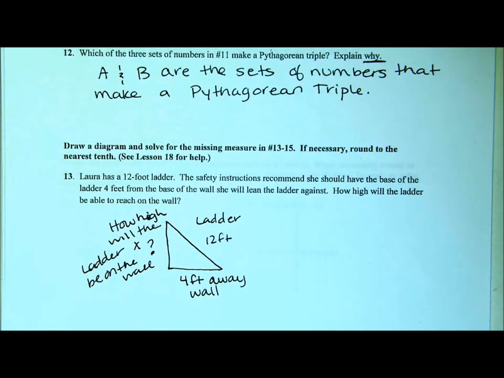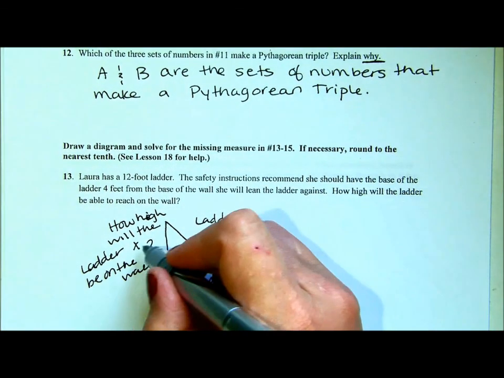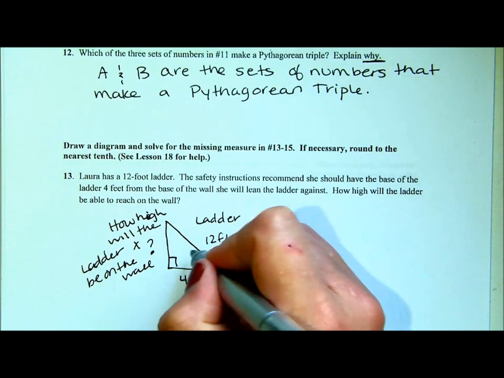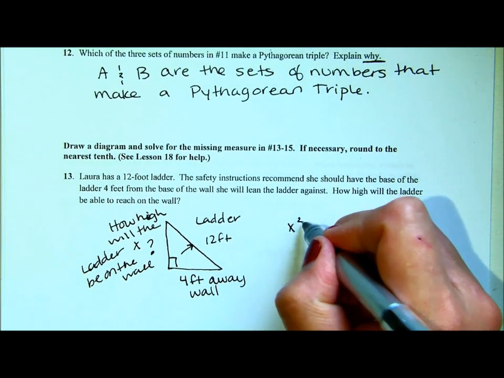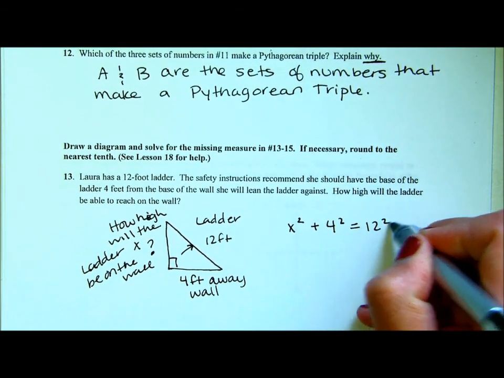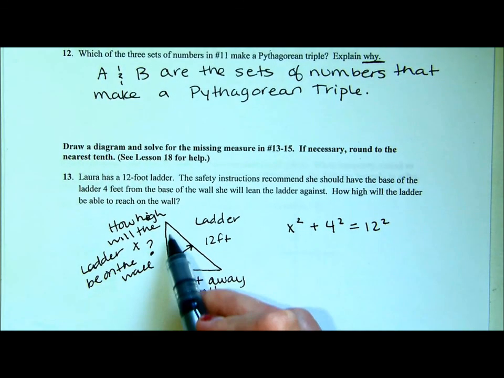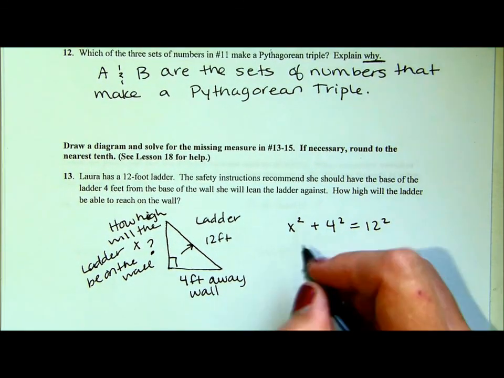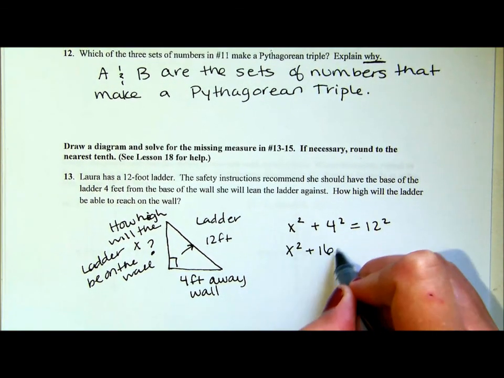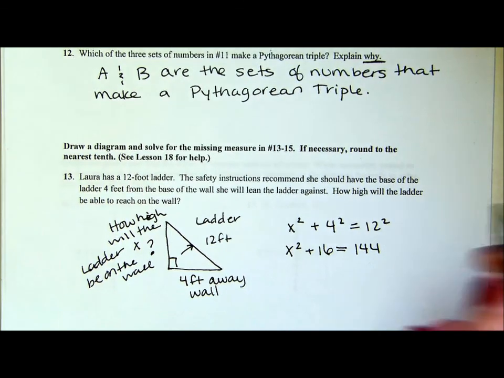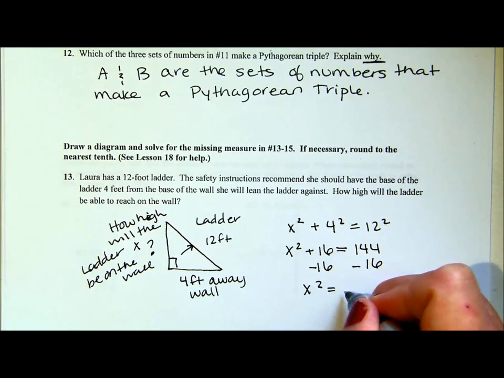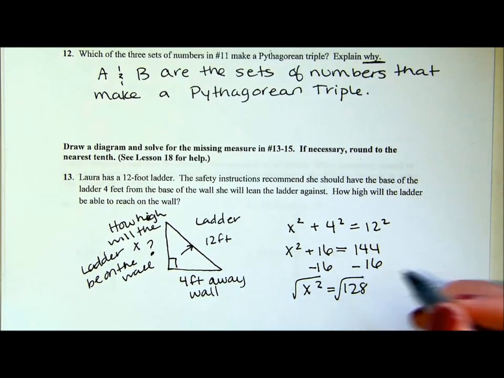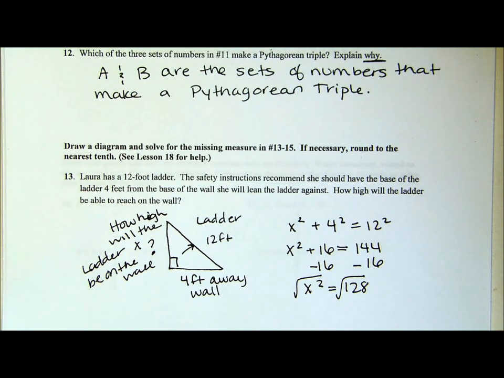So here we go. I have my A, I've got my B, I've got my C. Why is the ladder my C? Because it is at the diagonal. So I'm going to go x squared plus 4 squared equals 12 squared. X is the height of the wall where the ladder will hit. So x squared plus 16 equals 144. And I minus 16 from both sides, leaving me with x squared equals 128. And I'm going to square root both. Now when I do that, I'm going to be left with 11.31.